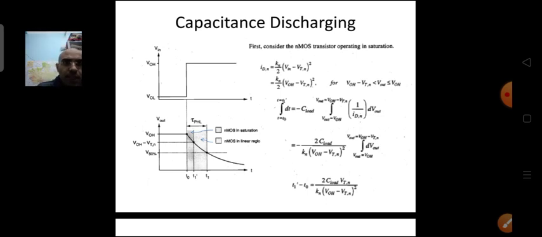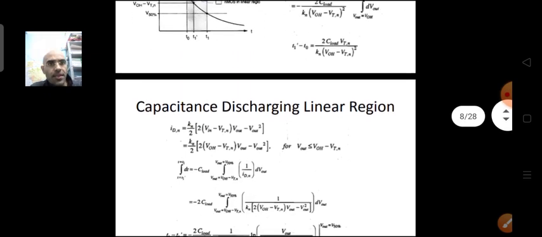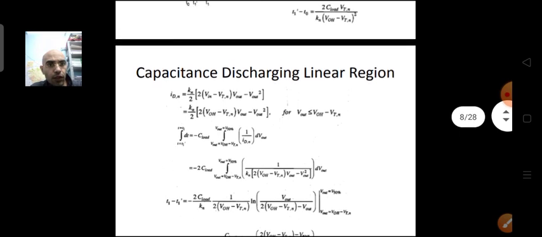So this T1' minus T0 will be twice the load capacitance times the threshold voltage of NMOS, divided by Kn, the process transconductance parameter of NMOS, times (VOH minus VTN) whole square. Okay, so this is very simple. So now you see, this is our first half.